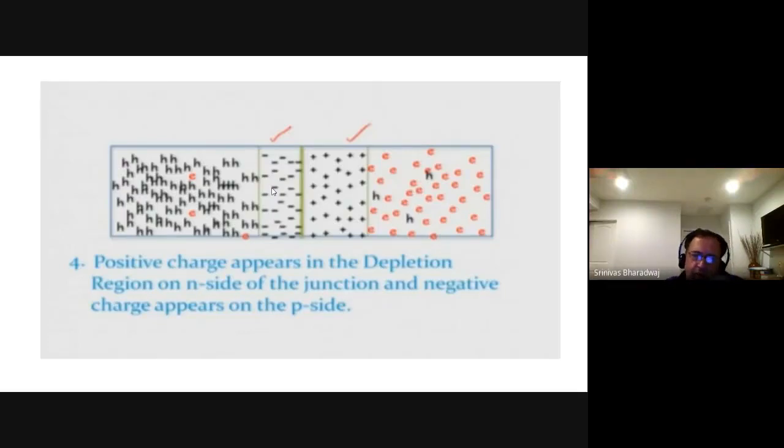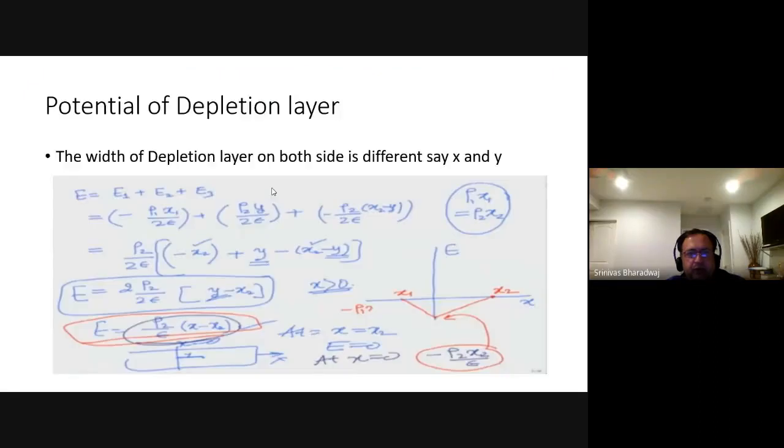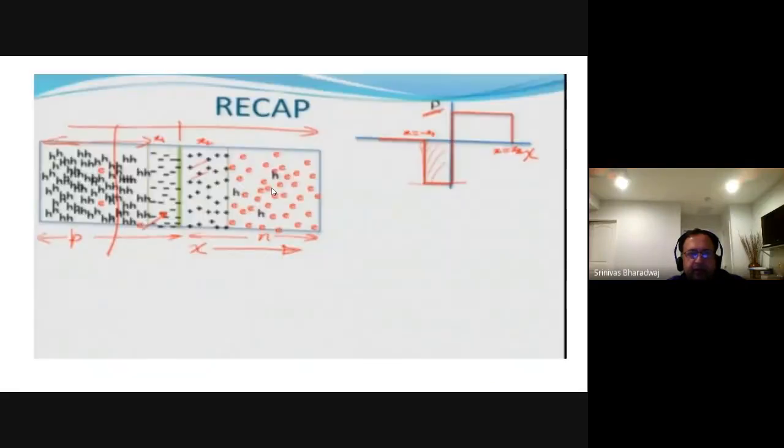Now, to overcome this, you have to apply a voltage. Okay. Now that is what we are going to discuss next. Now the potential of the depletion layer basically has two parts. There is this x1, then there is this x2. Okay. x1 is the negative side, x2 is the positive side. Okay. Now x1 plus x2 is the total width of the depletion layer.